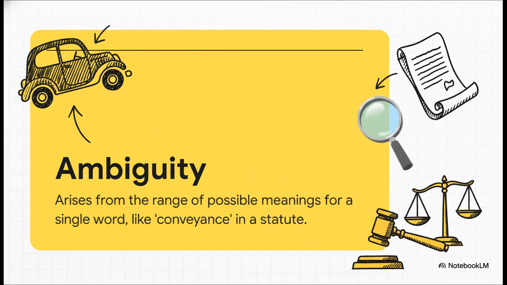See, ambiguity isn't just about a word being a bit unclear. It's about a single word having several totally separate meanings. Think about the word conveyance. In a law about traffic, it probably means a vehicle, like a car. But in a law about property, it means the legal document that transfers ownership. It's the exact same word, but it describes two completely different things. It all comes down to context.